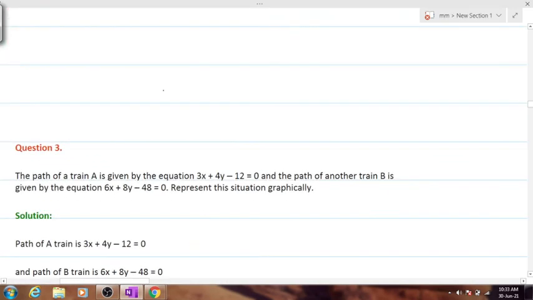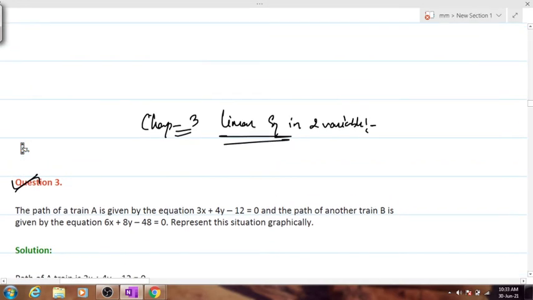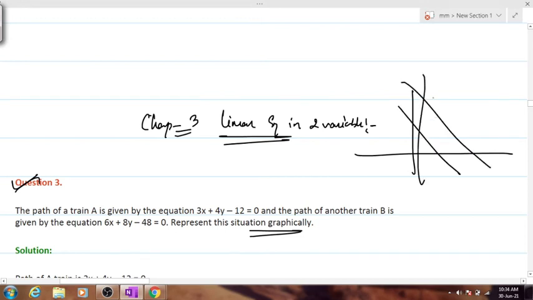Now comes the original question. This is our chapter number 3, linear equation. I hope this chapter is fresh in everybody's mind. If it's fresh, we give it a shot. We try out question number 3 first. Represent the situation graphically. You don't have to do it in a proper graph. Just plot the points in whichever copy you're using, and I'll present you the actual graph, how it will look, and then you will match it.